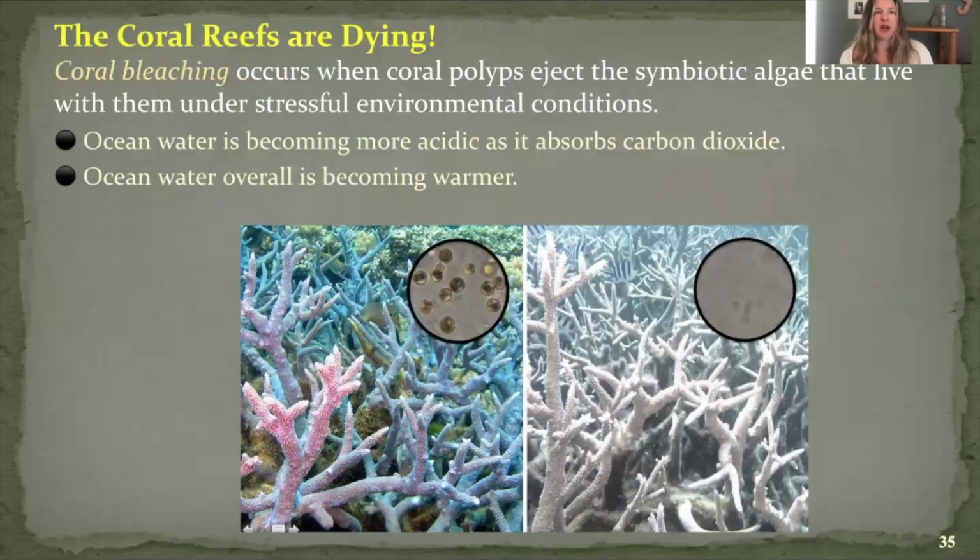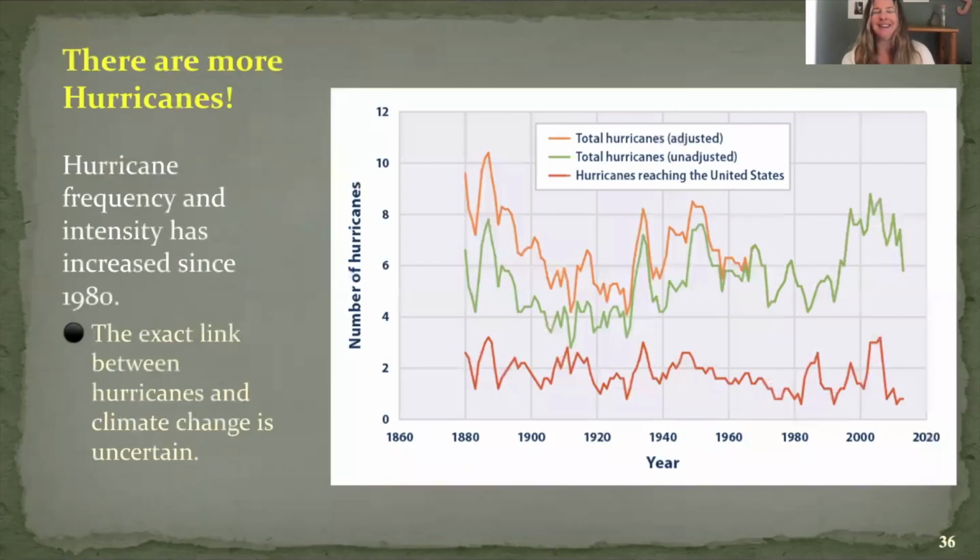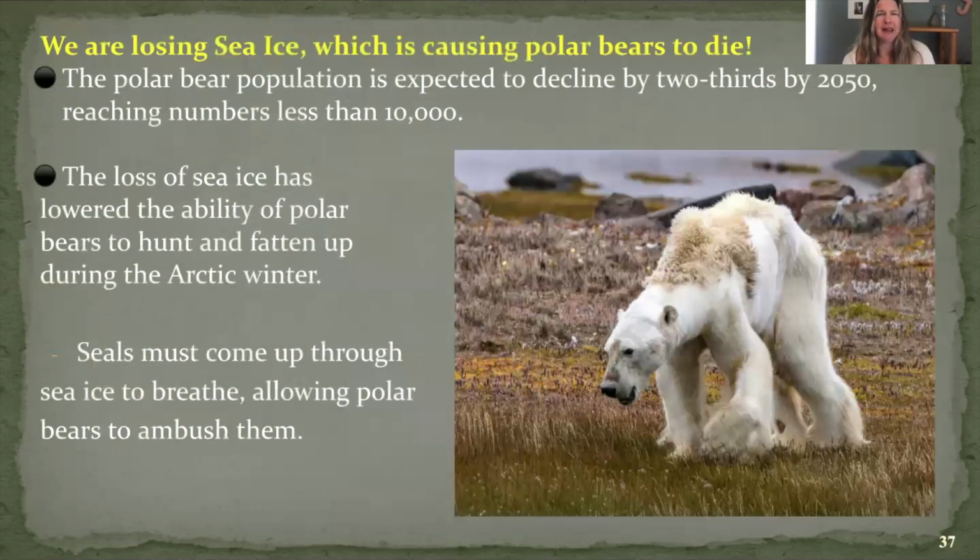The coral reefs are dying. Coral bleaching occurs when coral polyps eject the symbiotic algae living in them under stressful environmental conditions. And so you have the coral bleaching. I think the next slide is the sad one. No, well, this is sad. You'll see. There are more hurricanes, more storms, more death and destruction, more impact on our economy. We're losing sea ice, which is causing polar bears to die. I'm going to move on because I cannot handle that picture. It just breaks my heart.